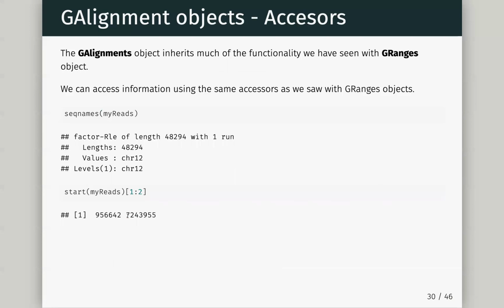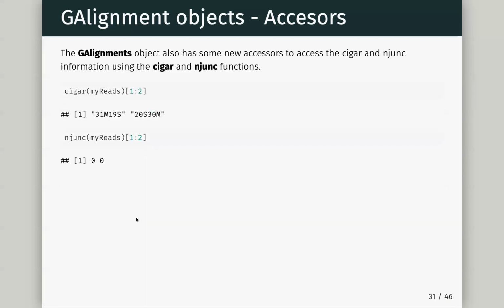So again, GAlignments inherits most of its functionality from GRanges. We do not need to learn much more. We can do seqnames on my reads, and we'll get the chromosome names as we did before, like a factor Rle. We can do seqlevels, remember, if we want to change our seqnames. We can do start, just like we did with the GRanges, and it will extract our start positions. We could do end, like we did with GRanges. We can do mcols.